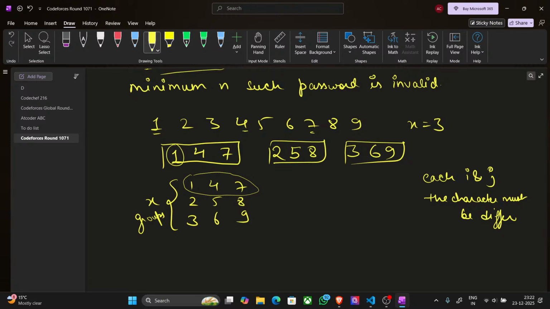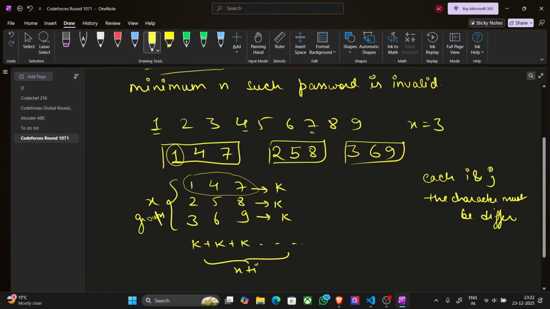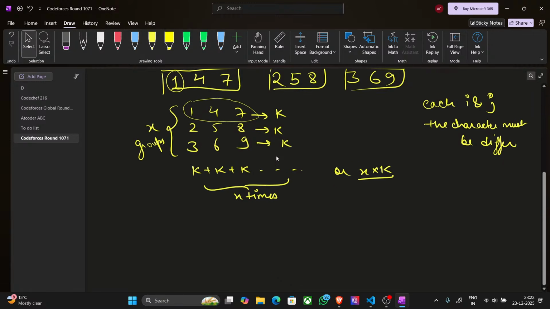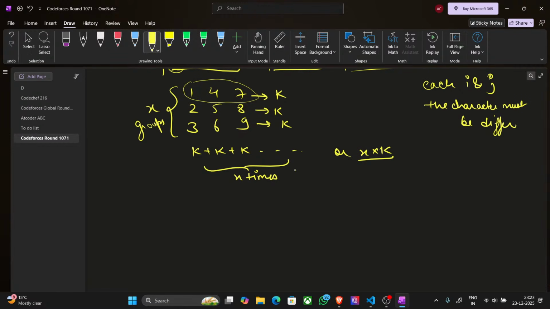So what is the limit of these characters? How many can I use? That is k. I can use at most k characters for each group. So what is the total length of the valid string? k plus k plus k, x times, or I can say x into k is the valid length. So if x into k is the valid length, what is the invalid length? x into k plus 1. So this is just the solution for this problem.